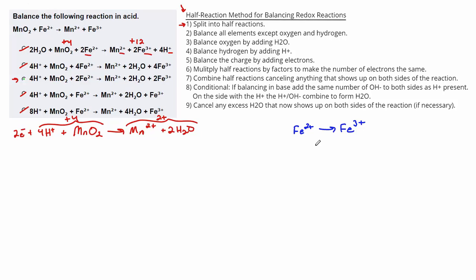So if we go to the other one here, this one's a little bit easier. There are no elements to be balanced here in this case. The ions are balanced, there's no oxygen, there's no hydrogen, and we go straight to balancing electrons in step 5. In this case, this is the more positive side, and it's one more positive, so we need just a single electron.